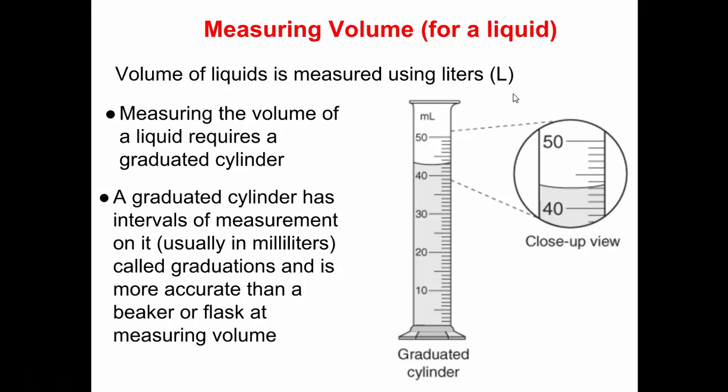So when we're measuring the volume of a liquid, we need to use a graduated cylinder. And a graduated cylinder has intervals of measurement on it. Usually it's in milliliters, which are these little lines right here. These lines are called graduations, and it's more accurate than a beaker or a flask when measuring volume. And the reason is because it is smaller. And so right here is a close view of it, and you can see each line is called a graduation, and this is our water line.